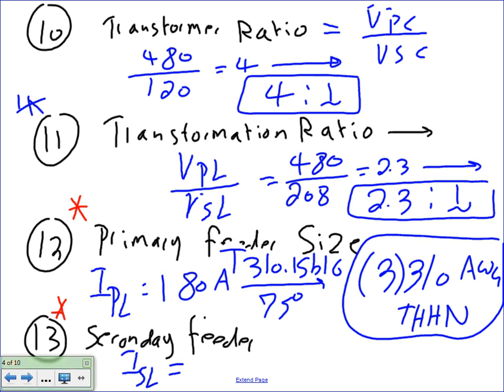Secondary feeder. The secondary feeder is sized based on 417 amps. You use the line current on the secondary. Am I going too fast? Cool. Some of these are review too. So you take this one and go to which table? Table 310.15B16. We have been in this table many times, right? It's not new. Under which column? Always identify the column. And why? 75 degrees Celsius, because it's higher than 100 amps.